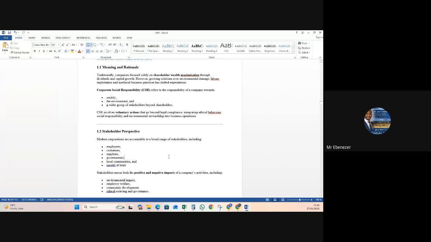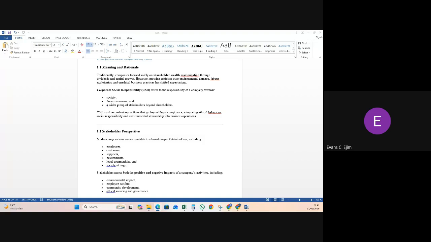Now, from the stakeholders' perspective, modern corporations are accountable to a broad range of stakeholders. I believe we know who our stakeholders are. Yes or yes?